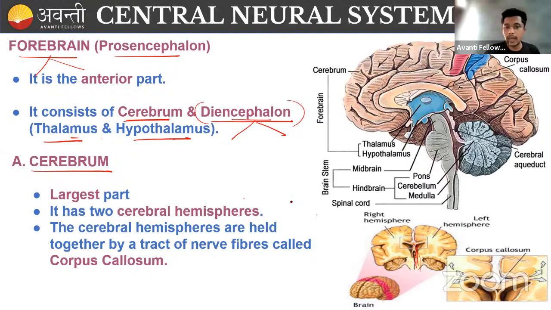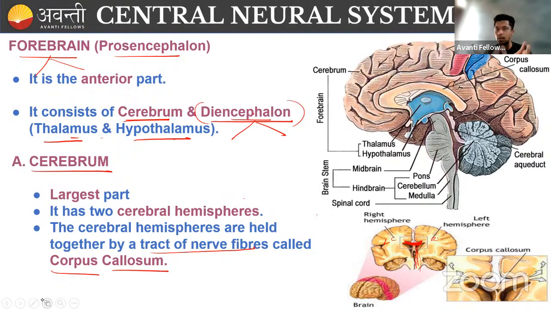The cerebral hemispheres are held together. The left portion of the cerebrum and the right portion of the cerebrum are held together by a tract of nerves. This bridge that attaches both the left and the right cerebrum is called the corpus callosum. So, as I was saying, the cerebrum is one of the largest portions, and it can be divided into two hemispheres, the left cerebral hemisphere and the right cerebral hemisphere.